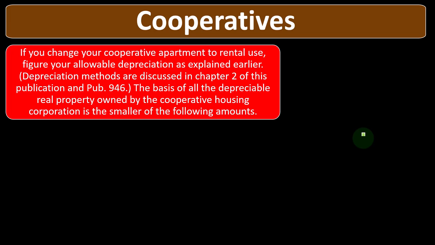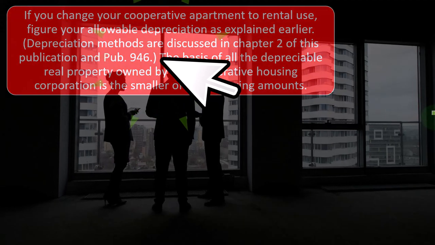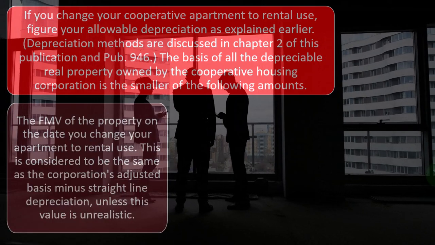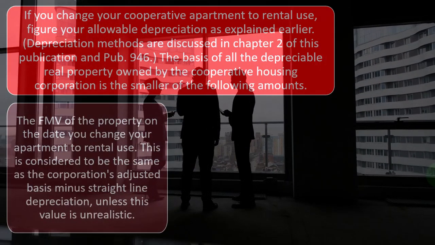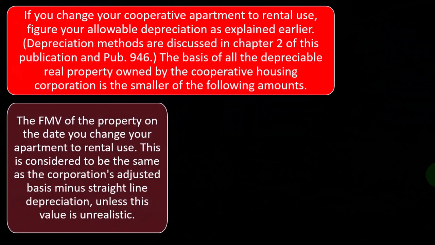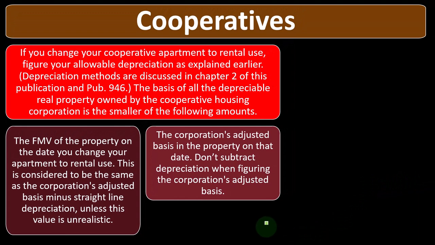Cooperatives. If you change your cooperative apartment to rental use, figure your allowable depreciation as explained earlier. Depreciation methods are discussed in Chapter 2 of this publication and Publication 946. The basis of all the depreciable real property owned by the Cooperative Housing Corporation is the smaller of the following amounts. The fair market value of the property on the date you change your apartment to rental use. This is considered to be the same as the corporation's adjusted basis minus straight line depreciation, unless this value is unrealistic. The corporation's adjusted basis in the property on that date.